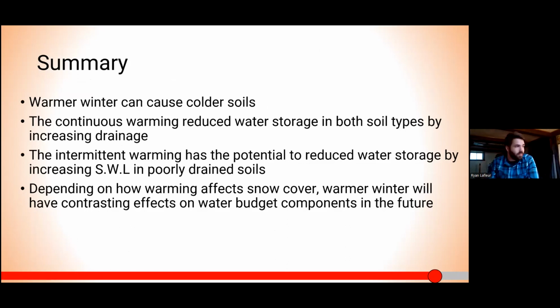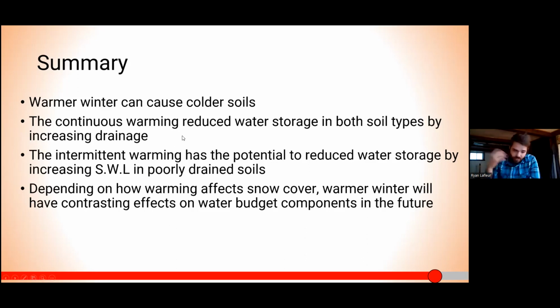So to summarize it all, we confirmed that warmer winters can indeed cause colder soils. A warmer winter with warmer soils can lead to a reduction in water storage across multiple ranges of drainage of soils. And basically that water, instead of being stored in the soil, is going to drain out the bottom and join subterranean aquifers or the water table below. Intermittent warming has the potential to reduce water storage by increasing surface water loss in poorly drained soils.